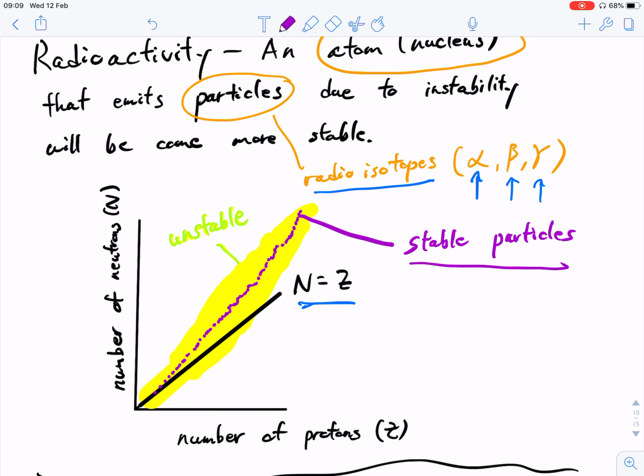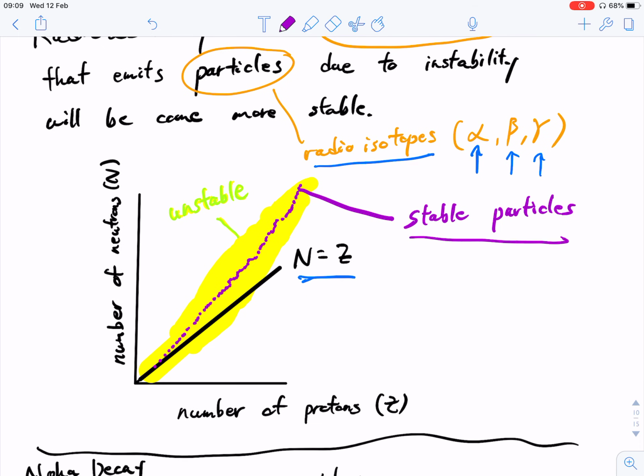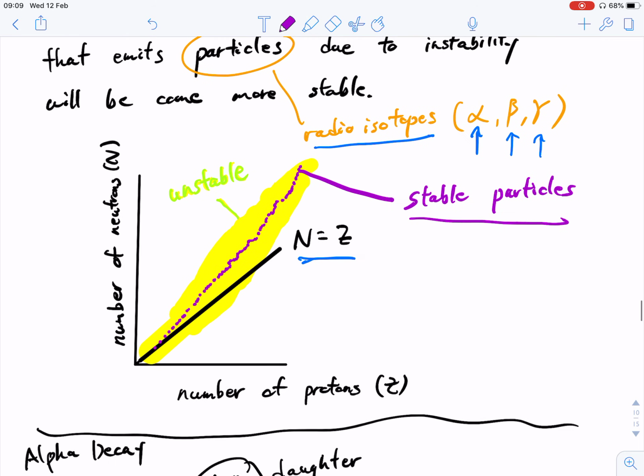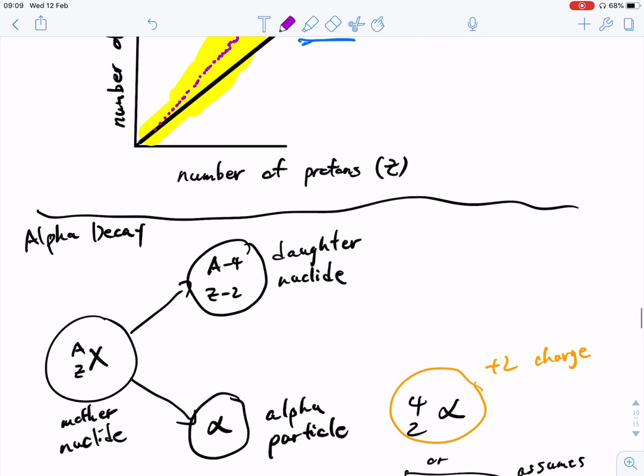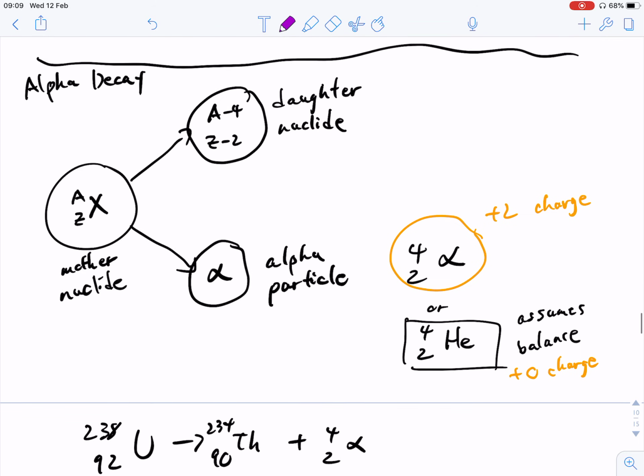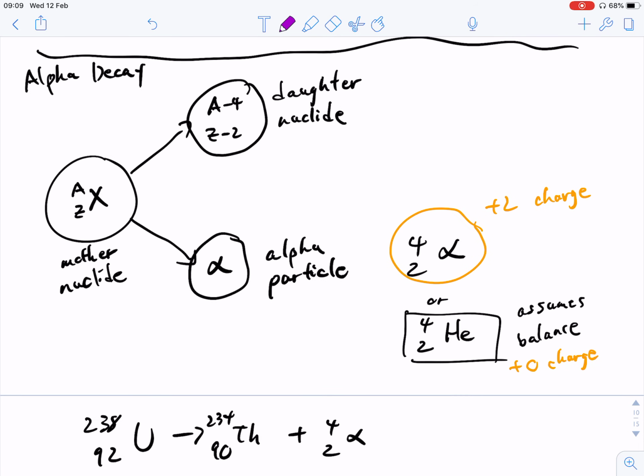atoms or elements. So if you have too few neutrons or too many neutrons, it can also make the atom itself unstable. Okay. So we're going to look at alpha and beta decay in this video, and then we'll cover gamma and radioactivity or half-life in the follow-up video after this.